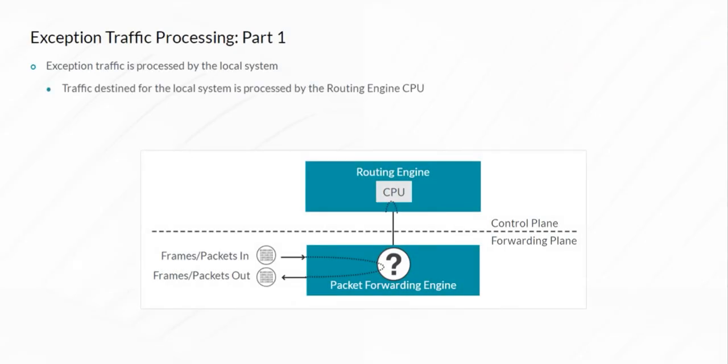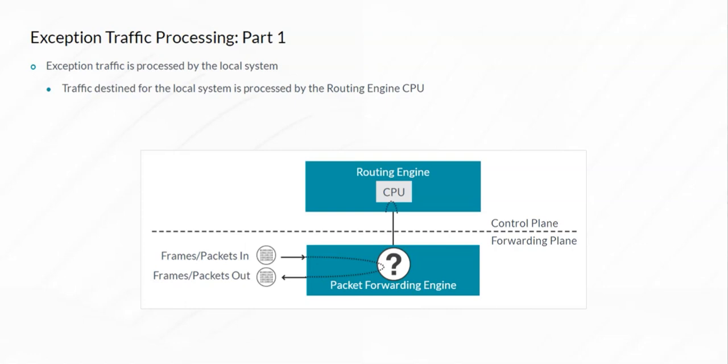Unlike transit traffic, exception traffic does not pass through the local device, but rather requires some form of special handling. Examples of exception traffic include packets addressed to the chassis, such as routing protocol updates, telnet and SSH sessions, pings, trace routes, and replies to traffic sourced from the routing engine.